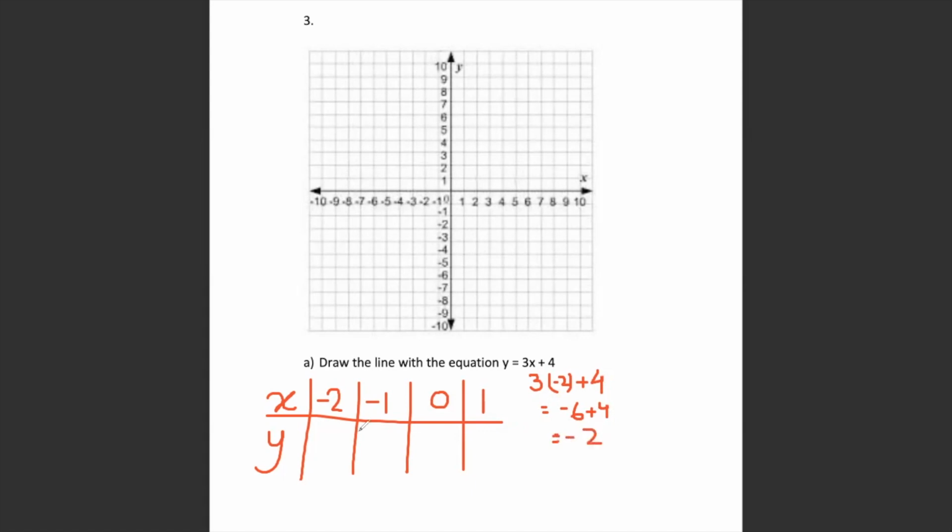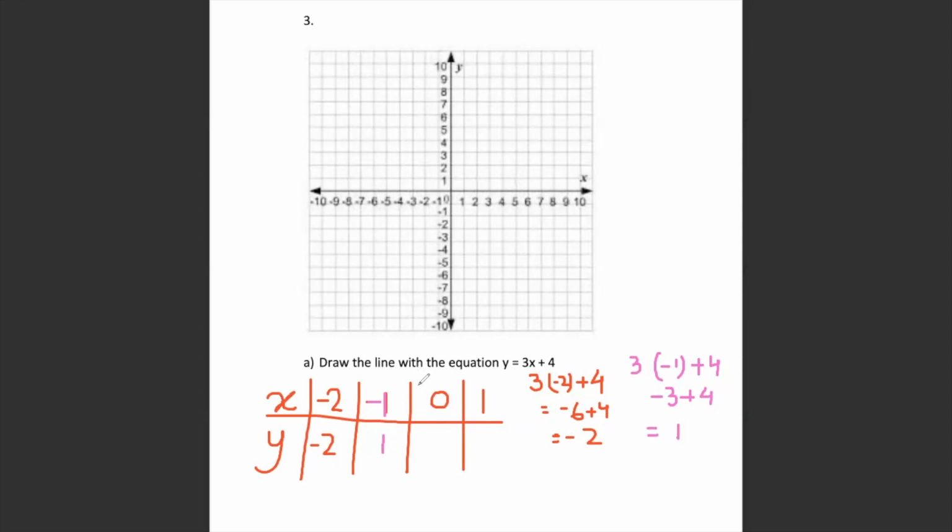So we are going to write that -2 here. Now for x equals -1, let's take another color. So for x equals -1, it will be 3 times -1 plus 4. So that's -3 plus 4, which is just a 1. So that's a 1 for y.